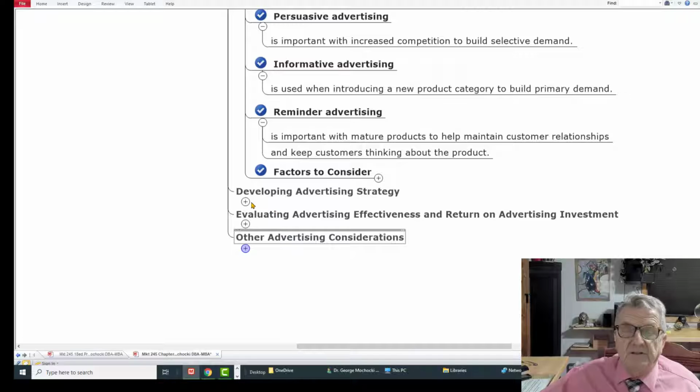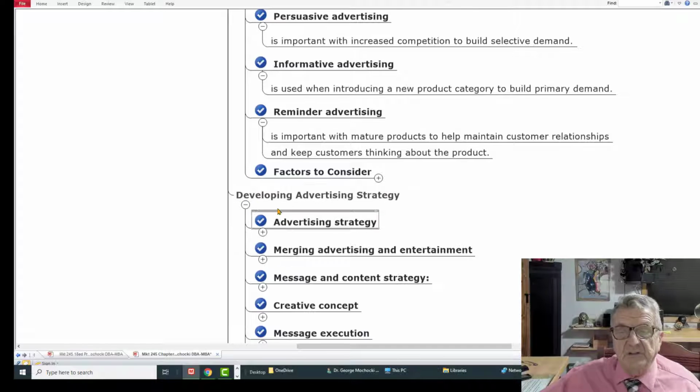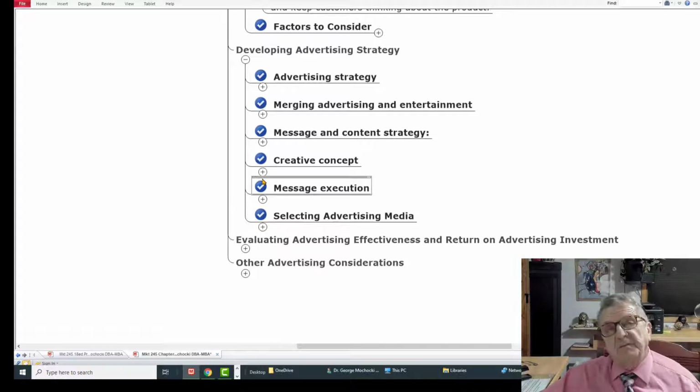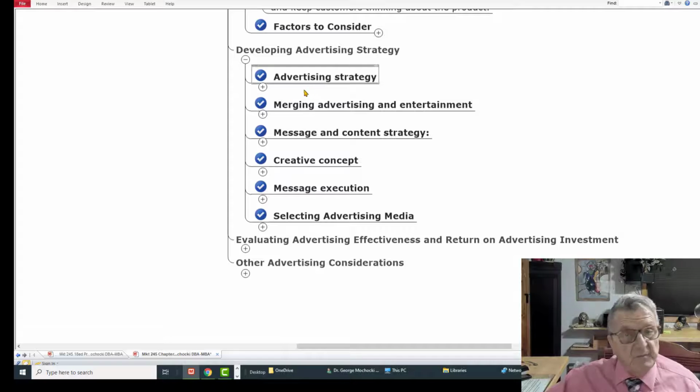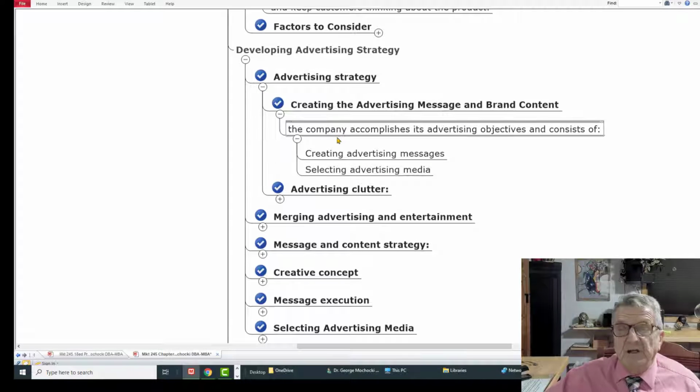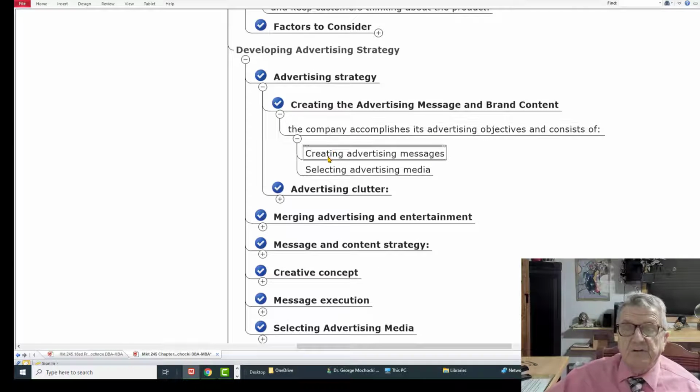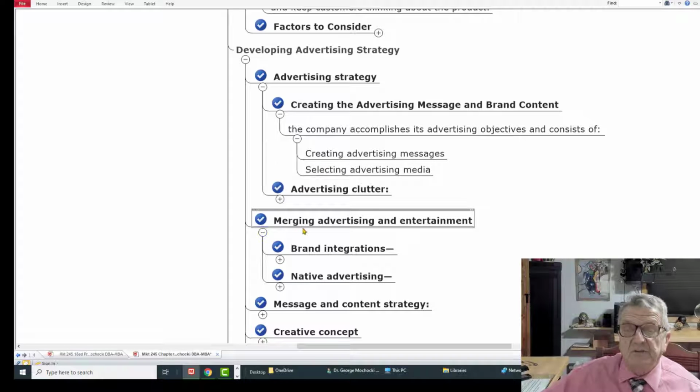Okay, and then developing advertising strategy. Now I'm looking at how I'm going to develop this strategy. What is my strategy? Is it awareness? Is it creating a message? What media am I going to go to? And then merging advertising and entertainment.